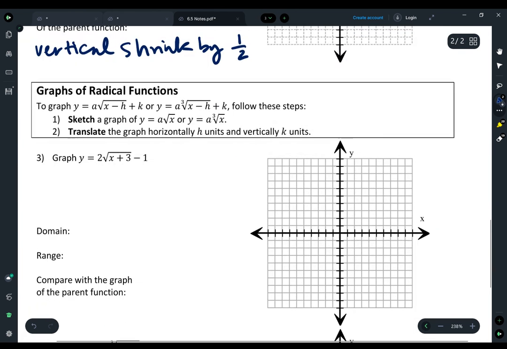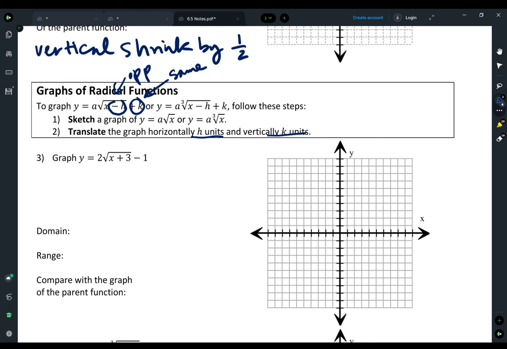So we have some information here about graphing radical functions. And just like before with parabolas, if I have a minus h and a plus k, that means that it's going to move h units and k units. So it would go like up and right, as if those are positive. It's always opposite sign and then the same sign, just like parabolas are. Same thing here. So the important steps to remember when we're graphing is we're always stretching and shrinking first, and then we're shifting.